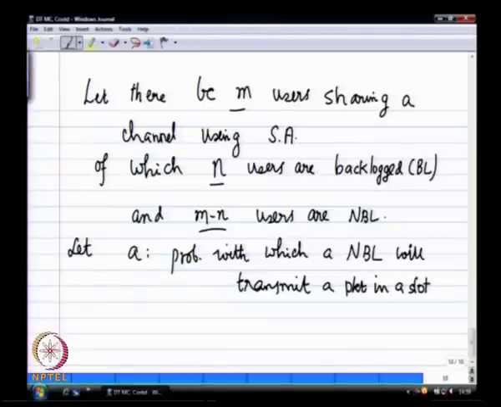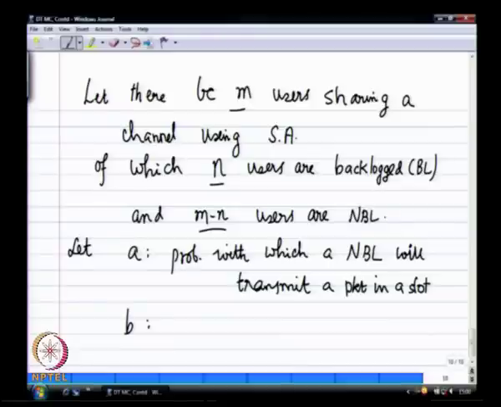This A effectively captures the packet generation rate. If A is very large, it means that in every slot you are going to generate a packet, in which case aloha will simply collapse. So A is usually small. This is the probability of any node generating a new packet in a given slot. Then B is the probability with which a backlogged user will send. For a backlogged user, it is not generation of a packet, it is retransmission of a packet. That's the difference.